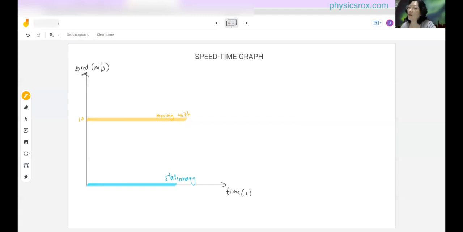You see the number is 10 all the time, as time passes. So you have to learn how to interpret the graph like that. This is a speed time graph, so imagine time is 0, 1, 2, 3, 4, 5. All the time, the speed is 10. No matter what the time is, the speed is 10.